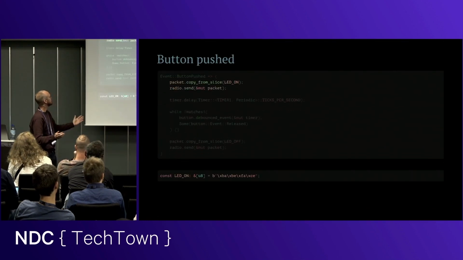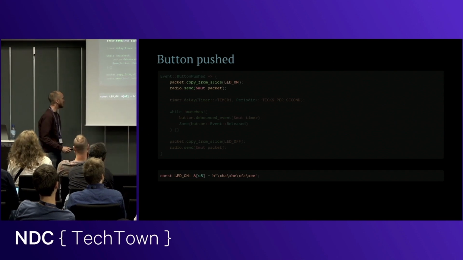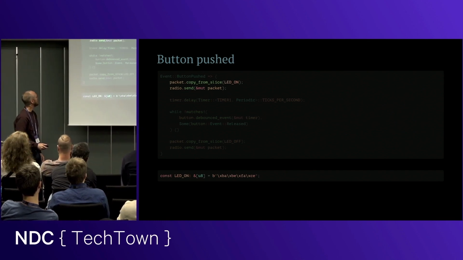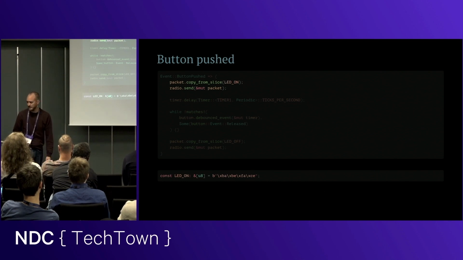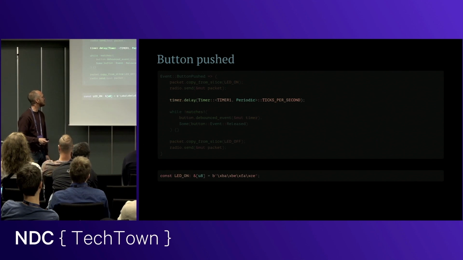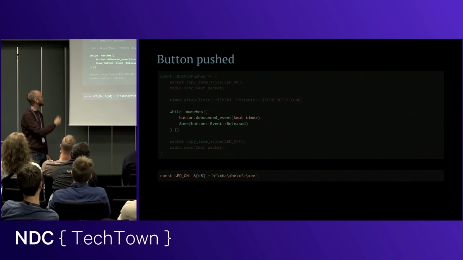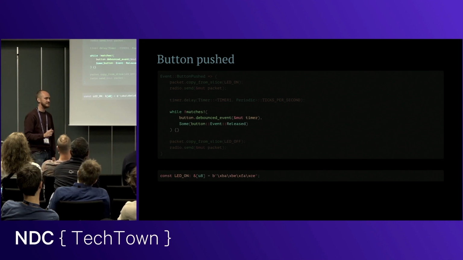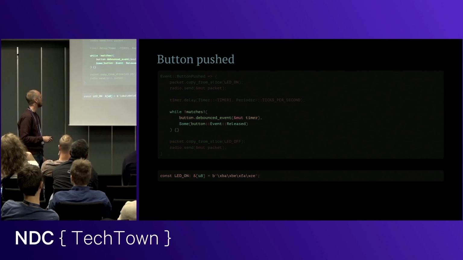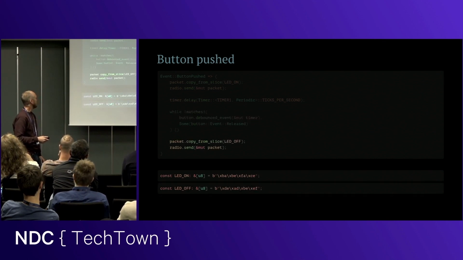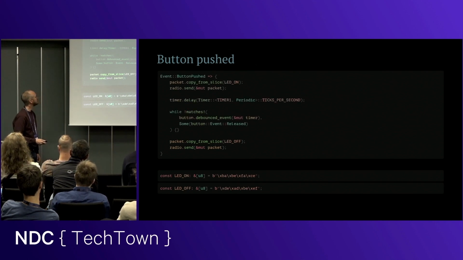Button is pushed. We have defined two simple commands. It's just a byte string that we can send over the radio. So we send the data, and then we just chill out for a second, and then we go back and check if the button has been released since then. It's just to have a minimum time for the blink, and then we send the off command. So pretty simple.